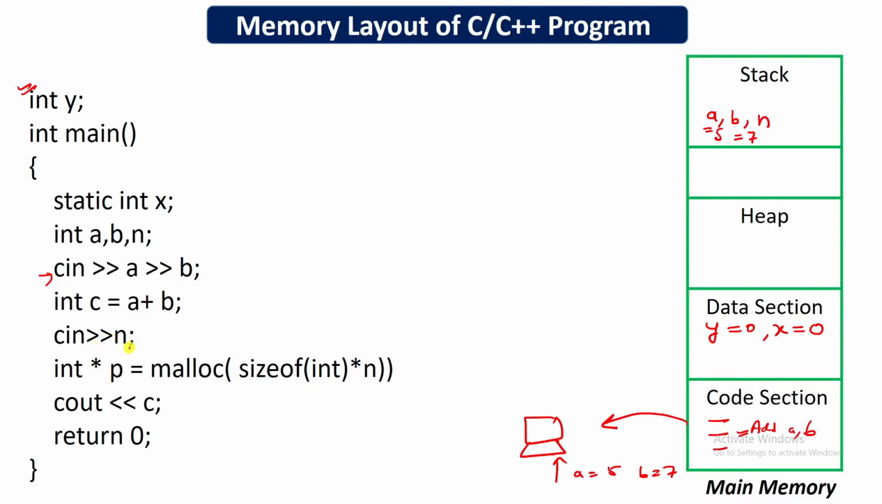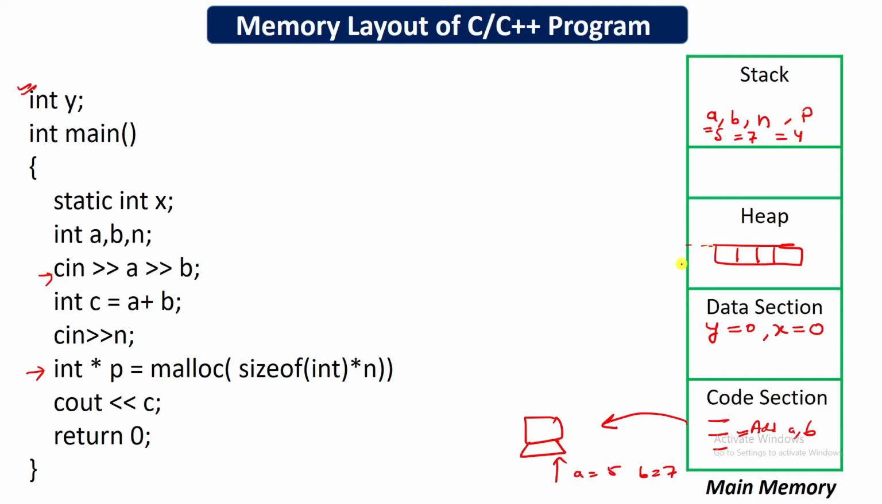Now where will n be stored? n is again here, right? Let's say n is 4, entered by the user. Now this line is saying create a memory of size n. So it will give us this memory. The space of size 4 will be taken from here, and the address of this space is written in p. So this p variable, as I told you, will be stored here.